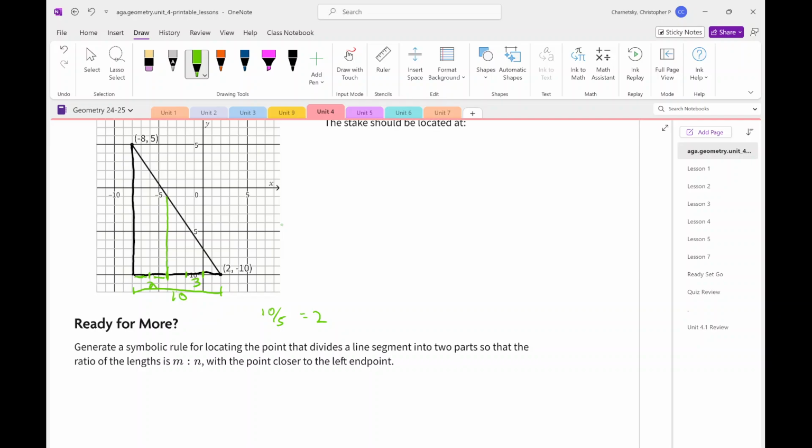So grand total of 4 units from -8, or 4 units to the right of -8, which would be at -4. And then we're going to do the same thing for the vertical. So vertical goes down. So 5, 10, 15. If we take 15 divided into 5 total parts, each partition will be 3. So I'm going to split this every 3 units. 1, 2, 3, 1, 2, 3, 1, 2, 3.